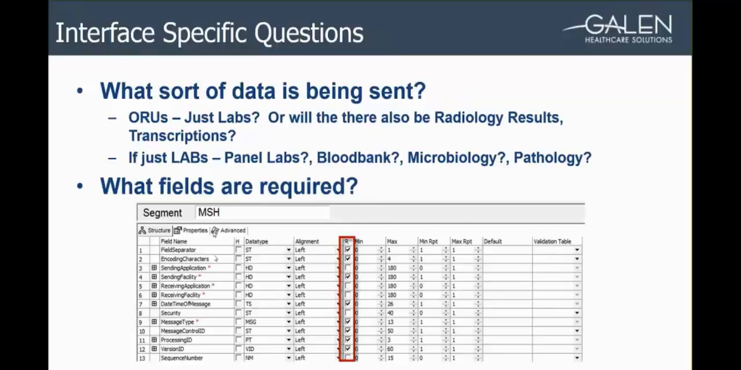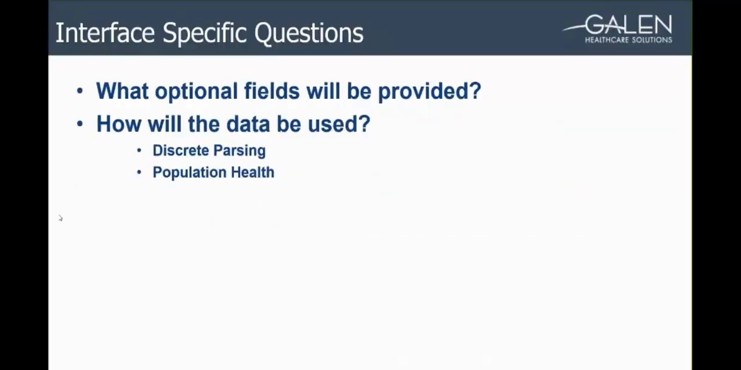As you can see here, here's a message definition from one of the interface engines that we work with a lot. And this R right here indicates that a field is required. So you can see here in this HL7 MSH segment, there are several fields that have been marked as required. And depending on which interface engine you're working with, this may be formatted in a different way, but typically there are fields that will be required.